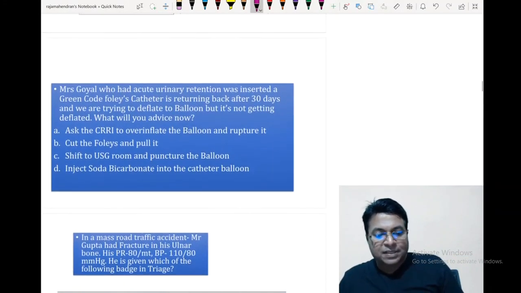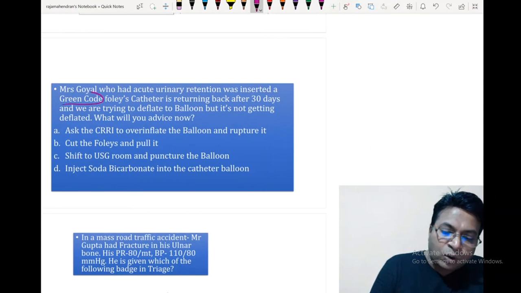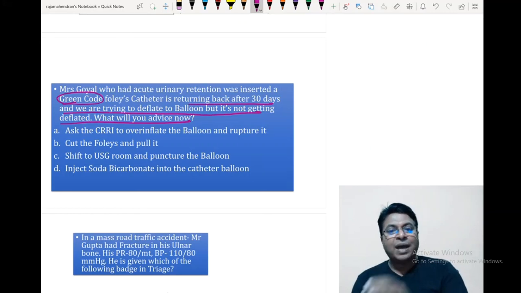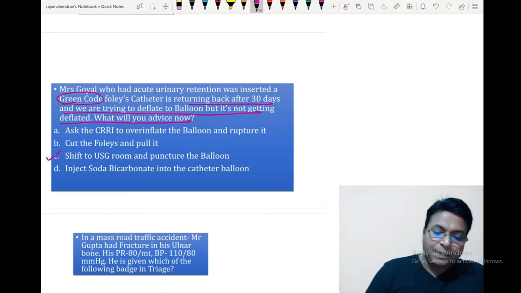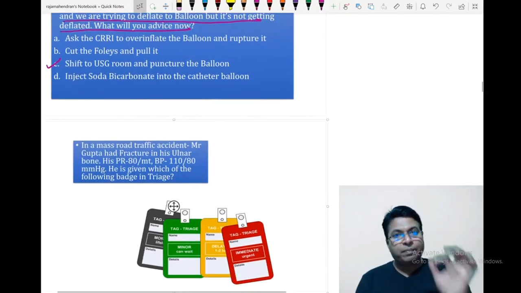Mrs. Goyal, who had acute urinary retention, was inserted a green Foley's catheter, returning back after 30 days, and we are trying to deflate the balloon, but it is not getting deflated. What will you advise now? This question I just now discussed. You have to shift to the ultrasound room and puncture the balloon. So answer is C. It is a simple straightforward question.